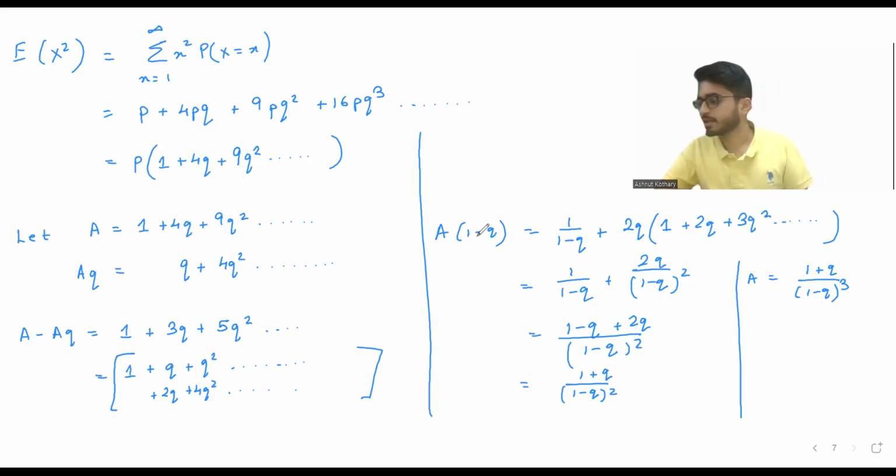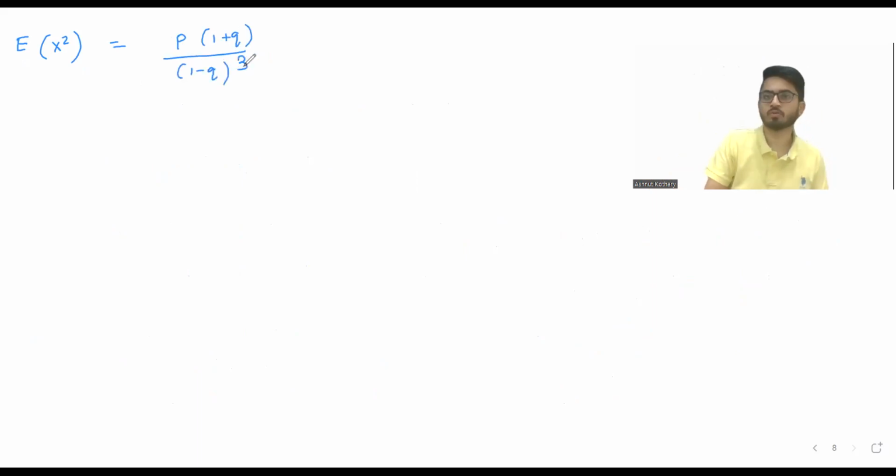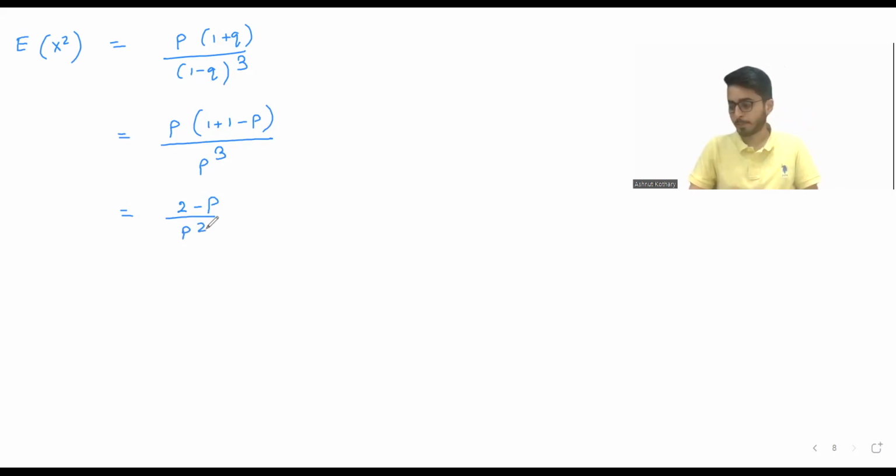So now expectation x square will come out to be what? P into 1 plus q divided by 1 minus q whole cube. This can be written as P into 1 plus q, I can write it as 1 plus 1 minus P. In denominator, this is nothing but P cube. So what I'm left with is 2 minus P by P square.